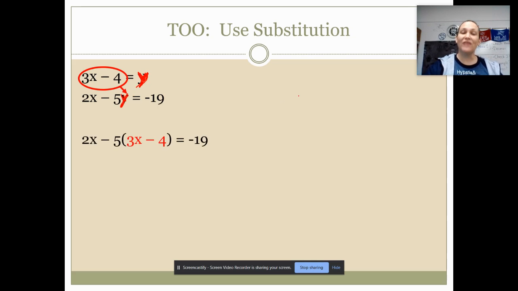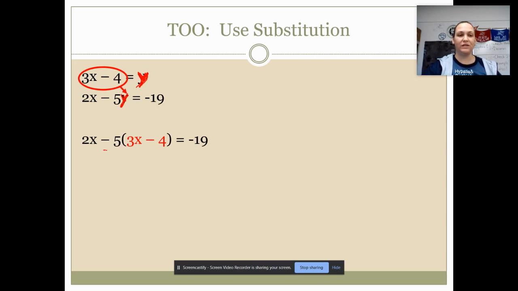When you get to this step, you should have a single equation with one type of variable. In this equation, I only have the letter x. It's written twice, but it's both the letter x, so that's really important. If you get to this step and you still have both letters, an x and a y, you substituted incorrectly.